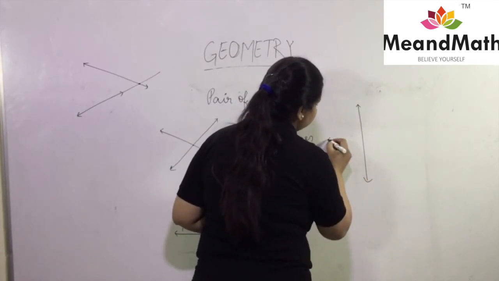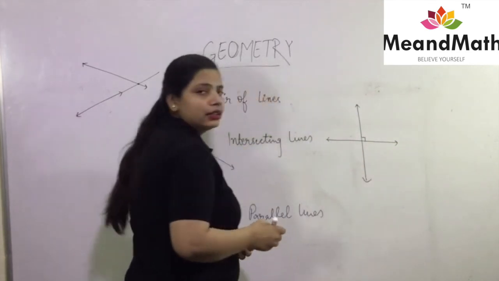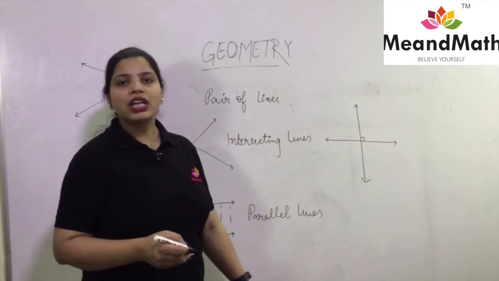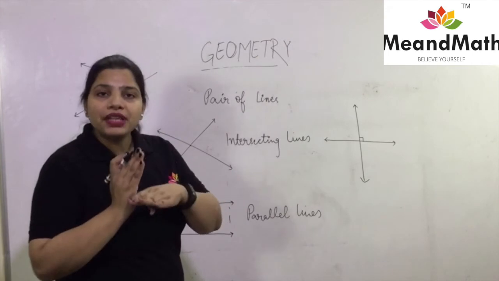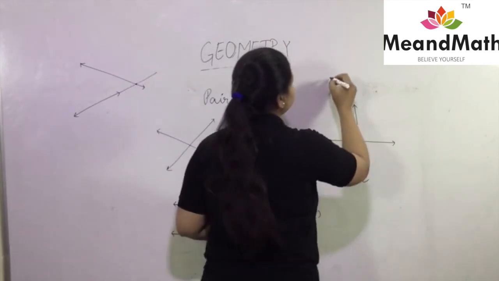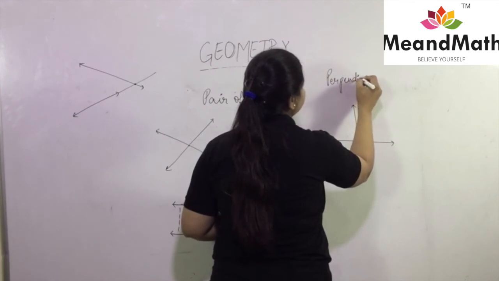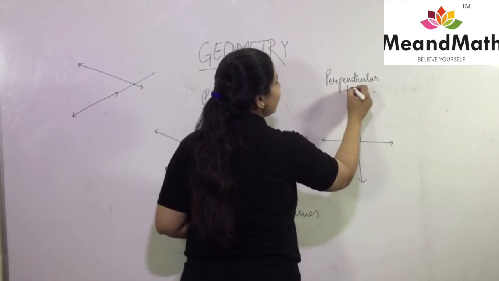We have one more type of line. When two lines intersect like this and form a 90-degree angle, they are called perpendicular lines.